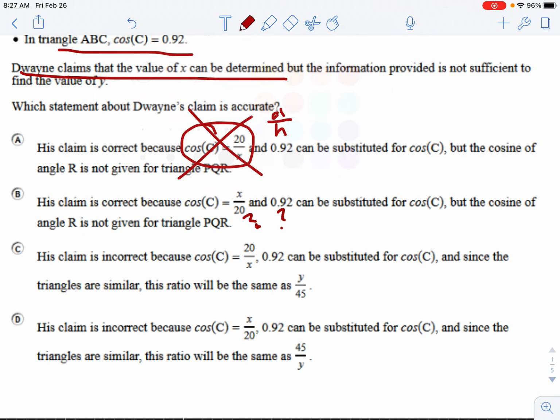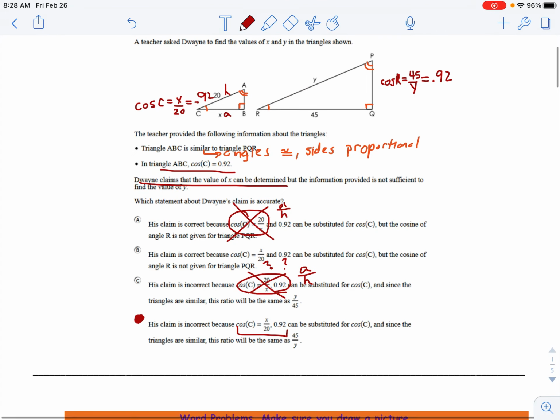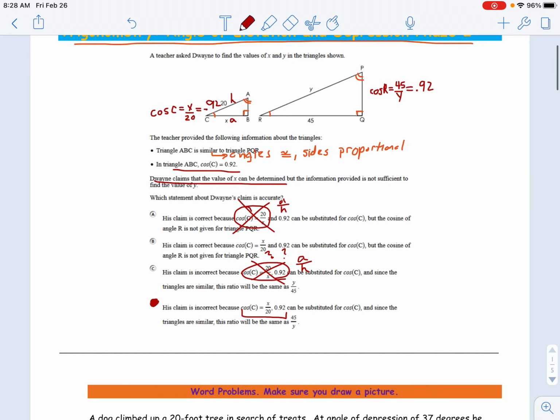All right, again, this next one, his claim is incorrect. Again, that's the wrong trig function, because again, it's adjacent over hypotenuse. And then the last one, his claim is correct because, okay, we have the right trig function. Cosine of C is x over 20. 0.92 becomes substituted for cosine of C, and since the triangles are similar, the ratio will be the same for 45 over y. That's the true one, all right? Again, similar triangles, we can set up proportionality. Same with the trig ratios, they're proportional. So it's that one that's correct.